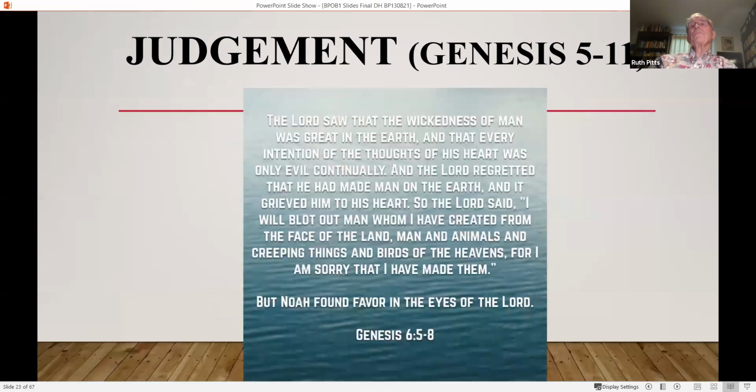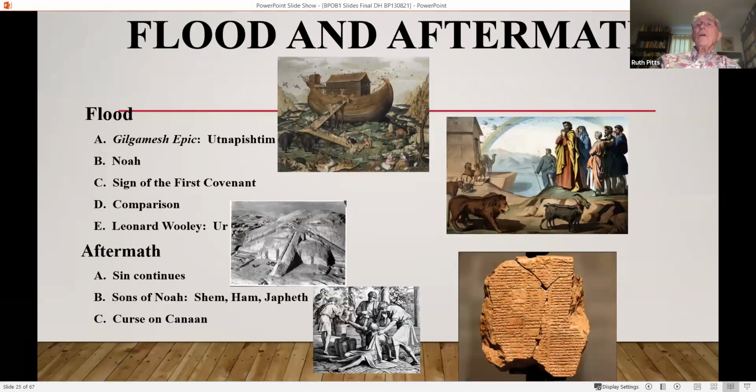All right. So this is the word in Genesis 6 about God seeing the wickedness, and so He is going to attend to that, and that's after this sin and the first murder of Abel by Cain. All right, let's move on. So that's our first two experiences in 1 through 11. The flood and the aftermath are the following ones.